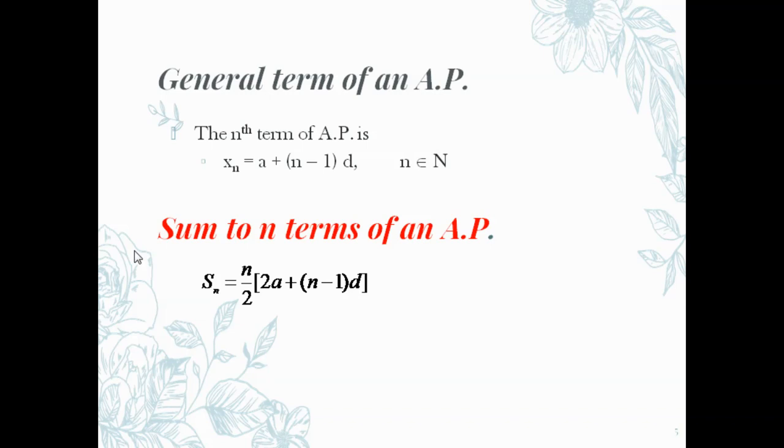Sum to n terms of an AP. The sum to n terms of an AP is given by Sn is equal to n by 2 times 2a plus n minus 1 into d. Here d is the common difference and a is the first term. If we write the value of the bracket as a plus n minus 1 into d, then a is the first term, which is x1, and a plus n minus 1 d is the nth term. So Sn is equal to n by 2 times x1 plus xn.